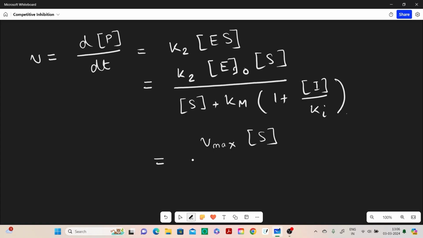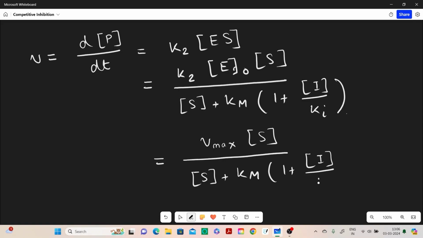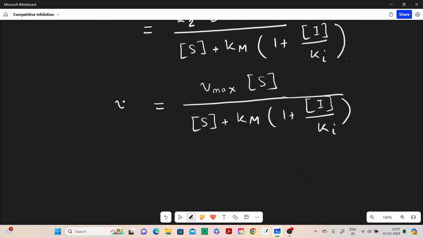So we'll just write it down here, and then this equation becomes this, and I present to you the rate equation of competitive enzyme inhibition.